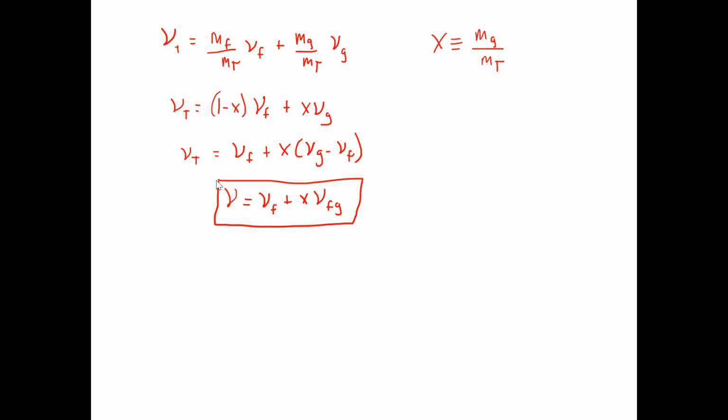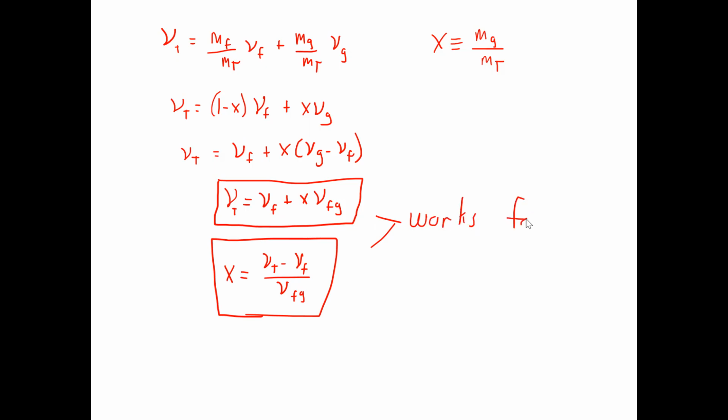So if I have my quality, the percentage of vapor to total mass for my saturated liquid vapor mixture, I can find the actual specific volume of that mixture as a function of the specific volume of saturated liquid, the specific volume of the saturated vapor, and the quality. The other way is also true: I can find my quality by knowing the total specific volume. Now, this equation works for any specific property. Basically specific volume, entropy, enthalpy, and internal energy. It works for all of those properties.